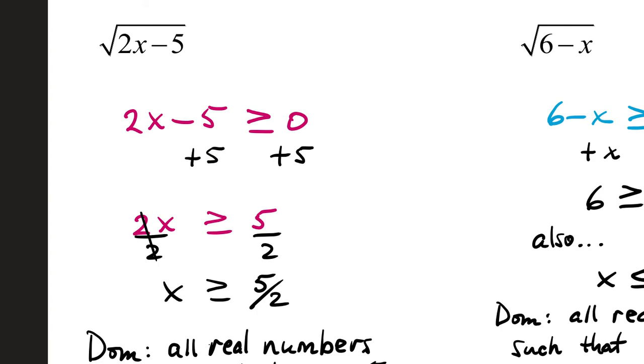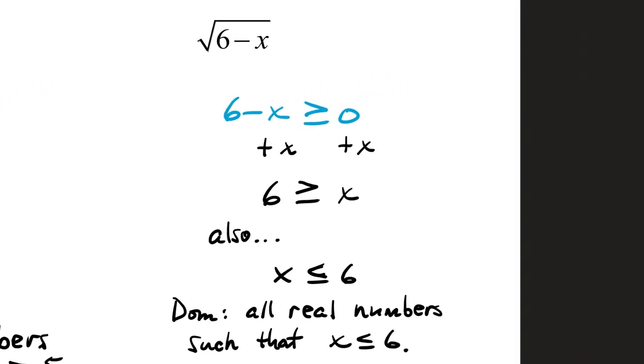Solving for x, we add 5 to both sides. That leaves us with 2x ≥ 5. And then we divide by 2. So x ≥ 5/2. Your domain is made up of exactly these numbers. Remember, we want to take the square root of positives or 0. We just found out where that happens. So your domain is all real numbers such that x is greater than or equal to 5/2.